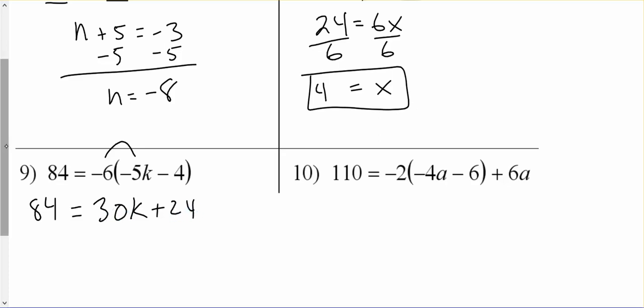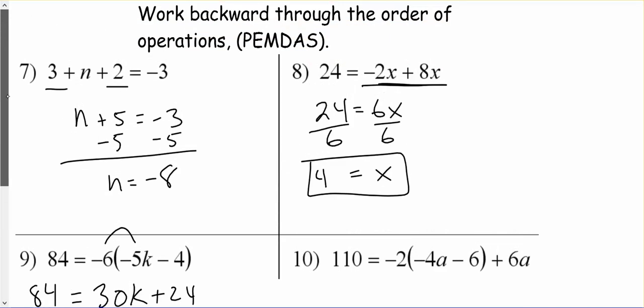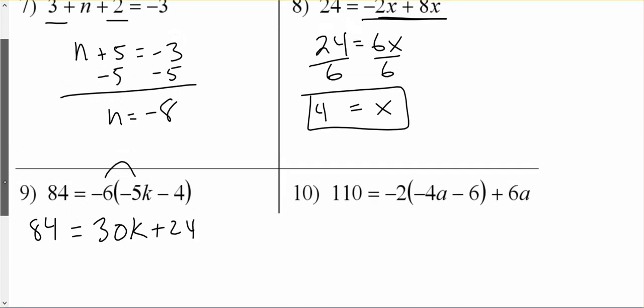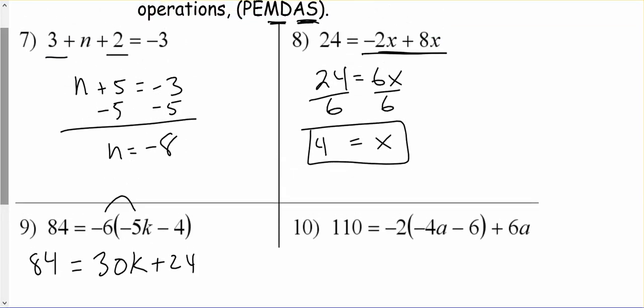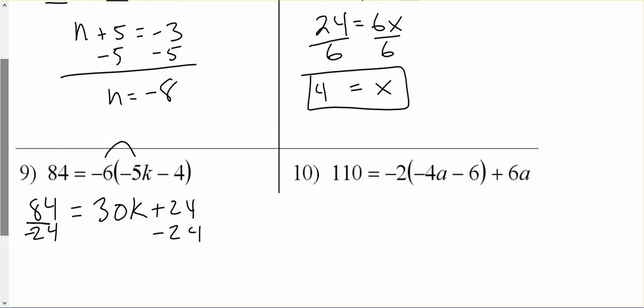So when we're solving equations and we've got more than one step, we're going to work backward through the order of operations, meaning we're going to undo addition and subtraction before we undo multiplication and division. So we're right here. Okay, we're going to undo the addition and subtraction. So we're going to undo the addition first by subtracting 24 from both sides.